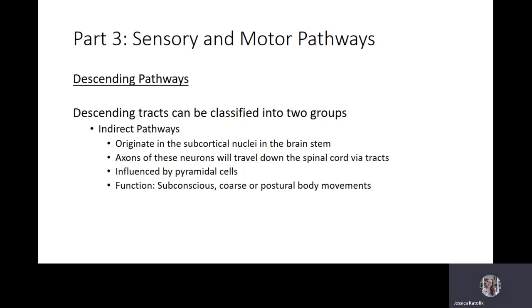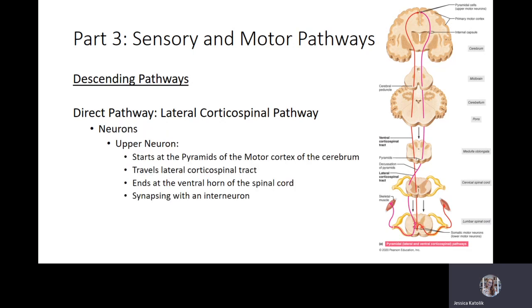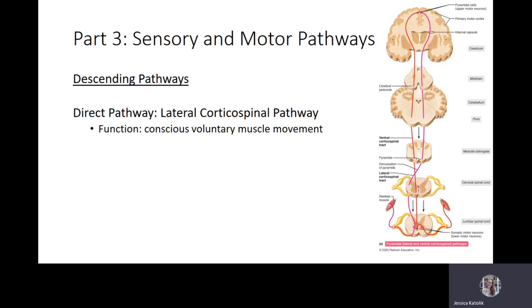All right. So now that we've compared and contrasted indirect and direct pathways, let's give examples of each. Again, I'm just going to give one example of each. We're not going to go through every descending pathway. So the first thing that we're going to look at is the lateral corticospinal pathway. And again, I apologize that this diagram is rather small on the PowerPoint. I would definitely go to your textbook and follow along with these pathways in your textbook.